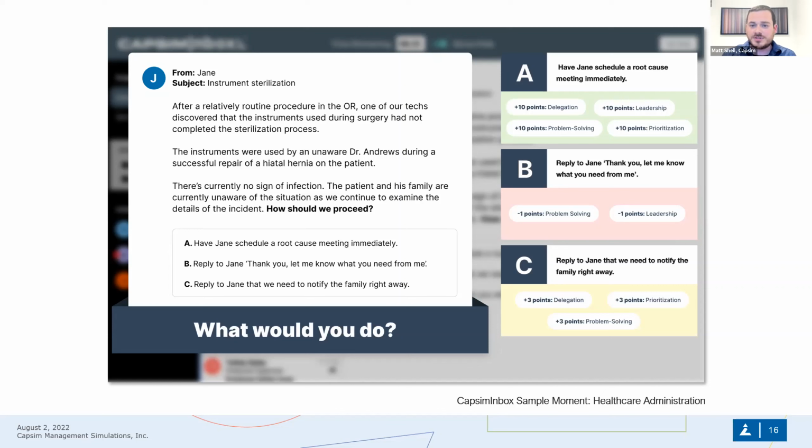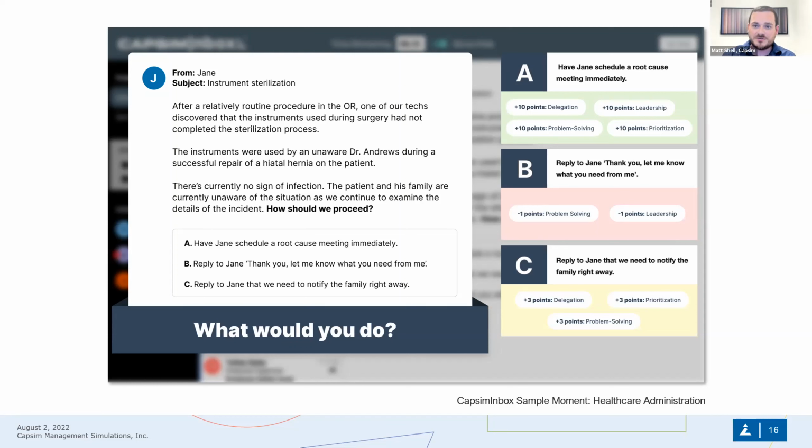And why I like showing this example as well is because it shows something that inbox simulations do a great job of. It's nuanced assessment, right? Because in the real world, as all of you know, our actions are rarely just correct, incorrect, true, or false, right?